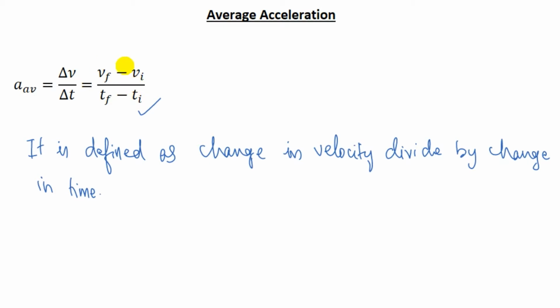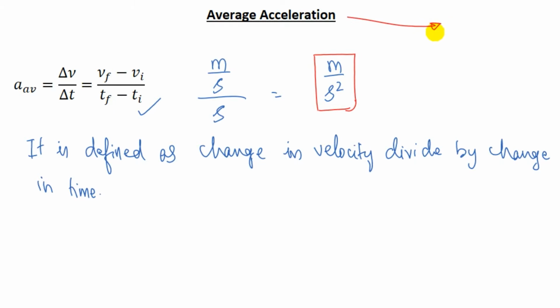Now if you see the unit for the average acceleration, the unit for delta v is meter per second, it's a velocity, divided by time. Time we have in seconds, the SI unit, so that would equal meter per second squared. So the SI unit for the average acceleration is meter per second squared.